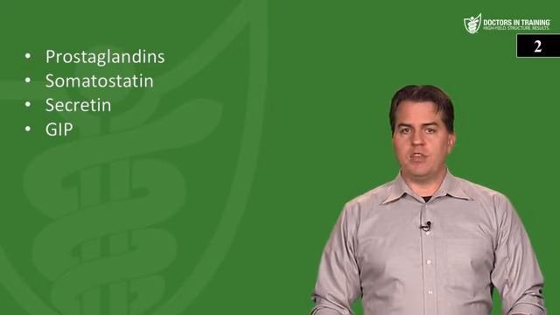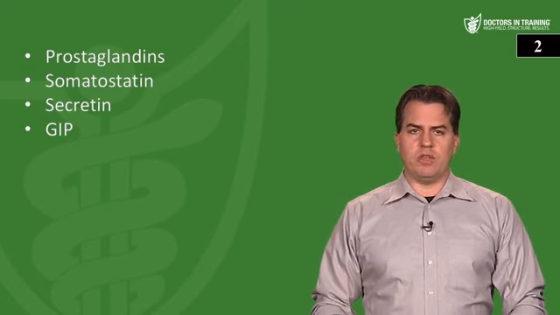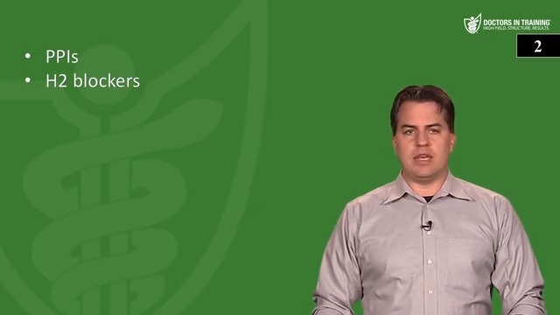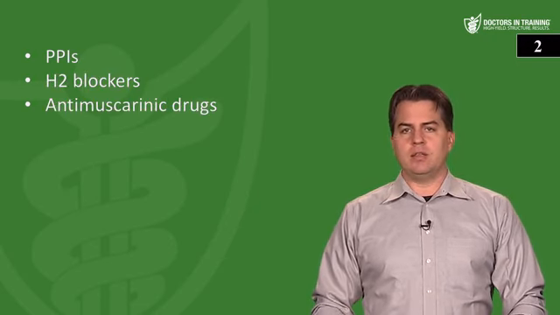peptide. And then the drugs that regulate secretion are the PPIs, the H2 blockers, and the anti-muscarinic drugs such as atropine. Now let's move on to the lecture.